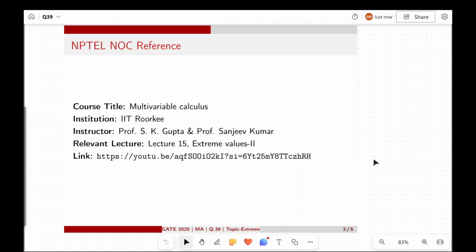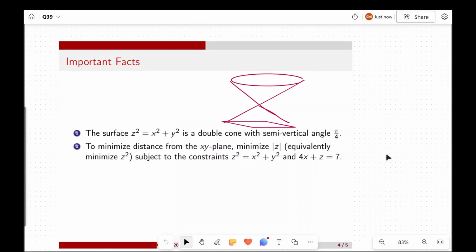Now let's see the important facts which we are going to use for solving this problem. First, the surface z squared equal to x squared plus y squared looks like this, and it is called a double cone. The second fact is that since we need to find the minimum distance from the xy plane, we need the minimum of mod z, which is equivalent to the minimum of z squared, subject to the constraints z squared equal to x squared plus y squared and 4x plus z equal to 7. Those are the two important facts, and the second is the more important. So now let's solve the problem.